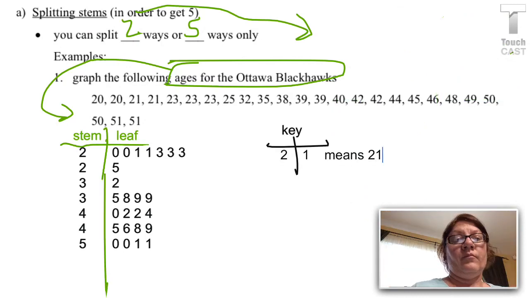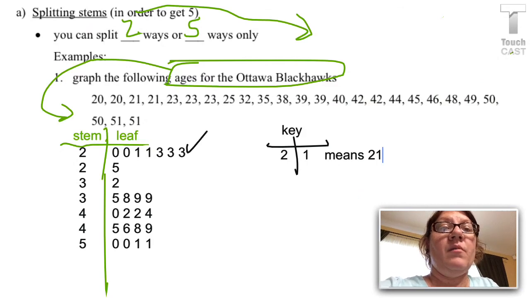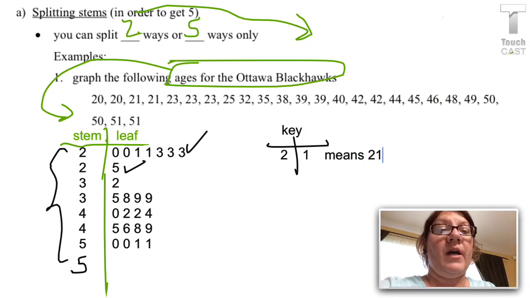Okay, so you can see that I've split the stems 2 ways, and I have the 0s through 4s on the first part of the stem and the 5s through 9s on the second part of the stem, and I did not include the last 5 because there was nothing there for it, which was fine. I still have 5 stems.